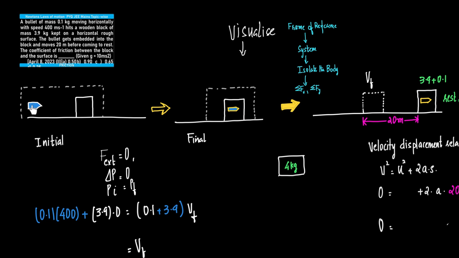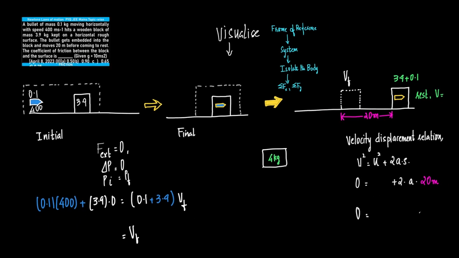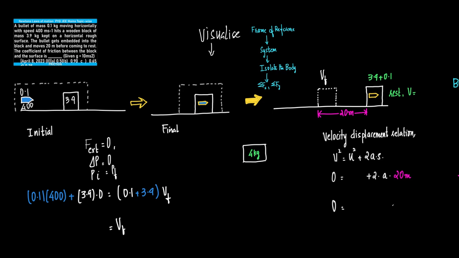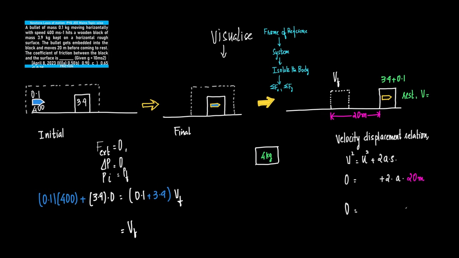Okay, so we have a bullet, right? What's the mass of it? The mass of this is 0.1 kilogram. It's moving horizontally with a speed of 400 meters per second, and gets embedded into the 3.9 kilogram block. It moves 20 centimeters before coming to rest.